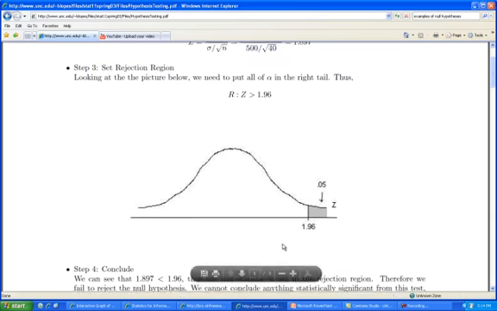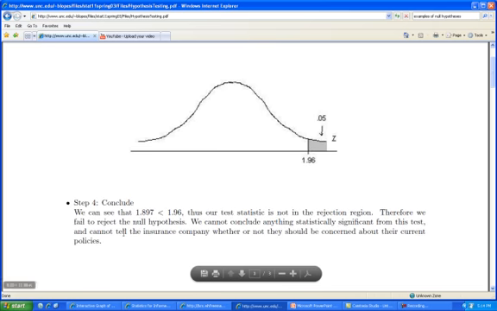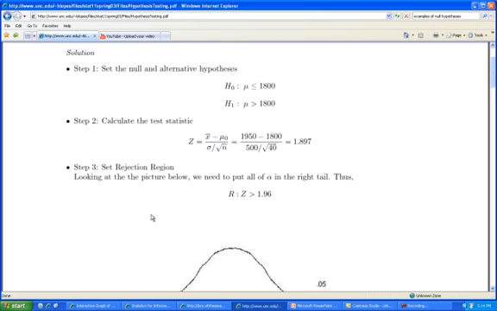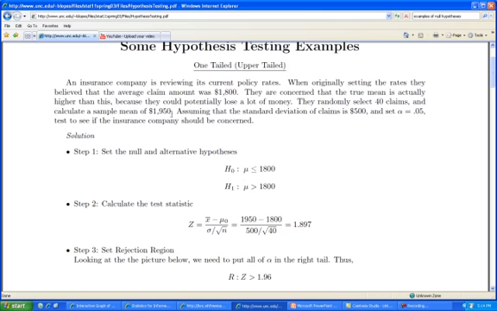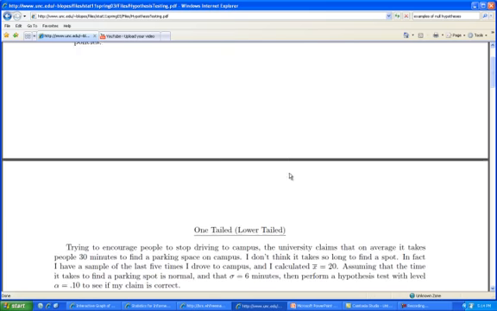Okay, and what you can conclude is that since the 1.897 is less than our region, our test statistic is not in the rejection region. If it would have been here, we could have rejected the null hypothesis. Therefore, we failed to reject the null hypothesis. Therefore, we cannot conclude anything statistically significant from this test. It cannot tell the insurance company whether or not they should be concerned about their current policies. Okay? It didn't test anything. Alright? It wasn't significant to make a rejection of the null hypothesis. So that's a one-tail test.